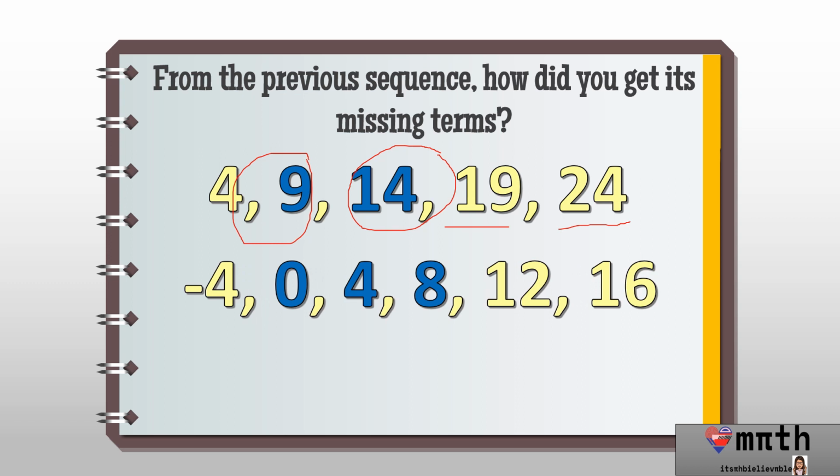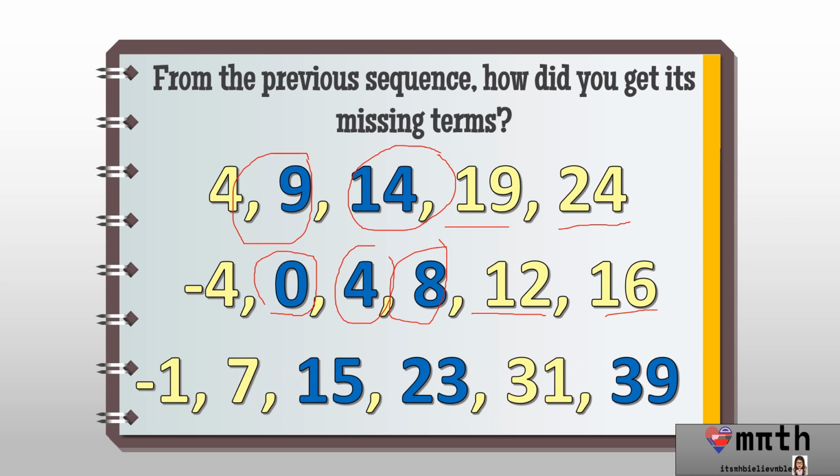For the second sequence, we have -4, 0, 4, 8, 12, and 16. In order for us to get the values of 0, 4, and 8, we just simply observe the difference between 16 and 12. So 16 minus 12 is 4. So from -4, we just simply add 4: -4 plus 4 is 0. Then 0 plus 4 is 4, and 4 plus 4 is equal to 8.